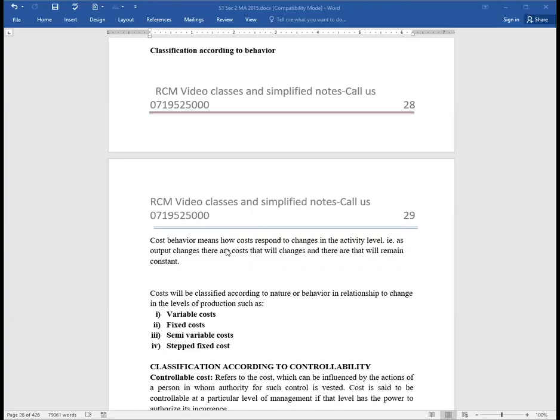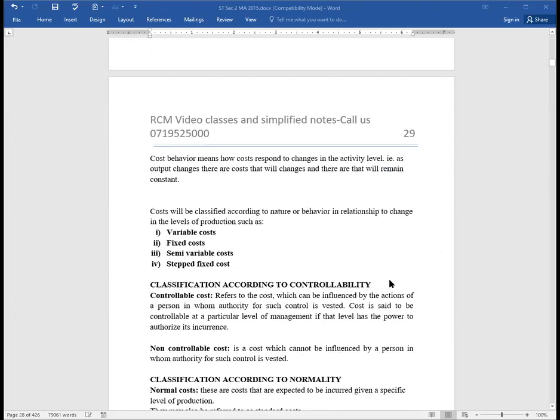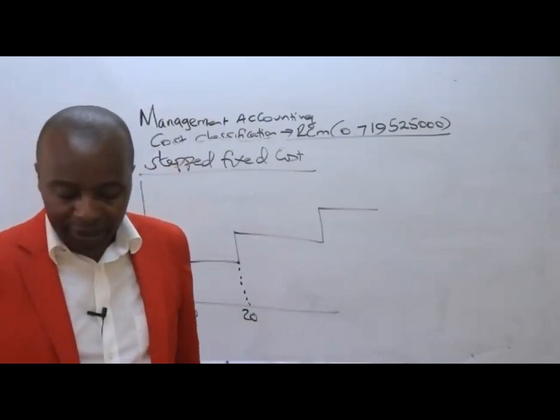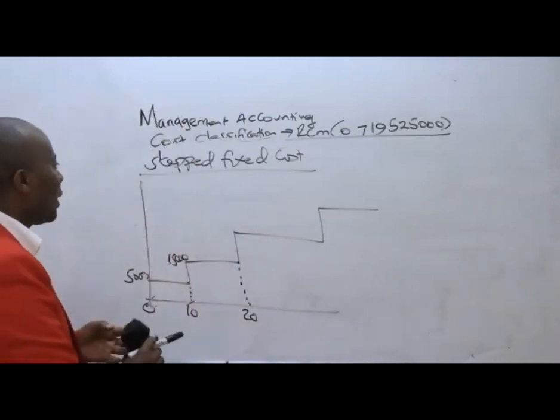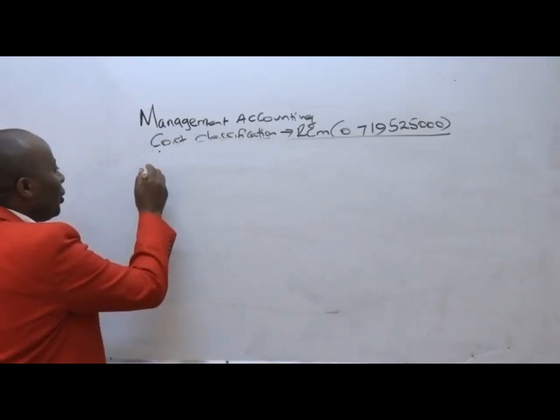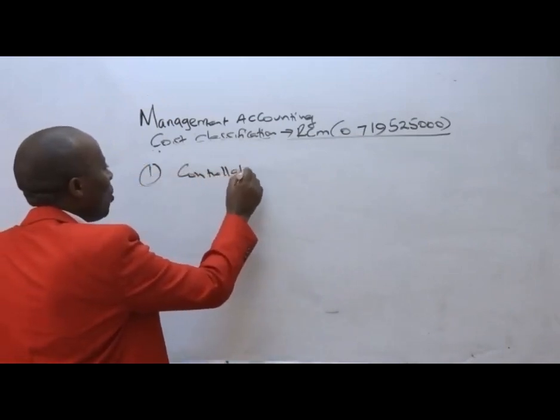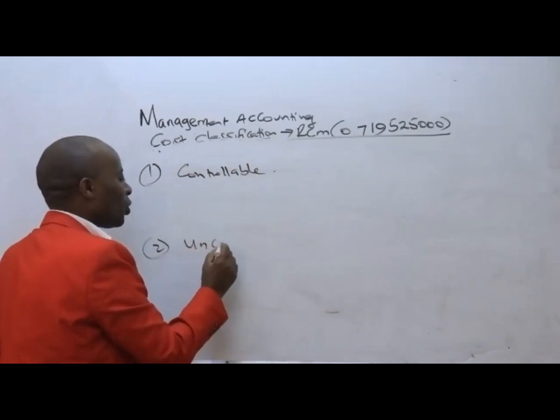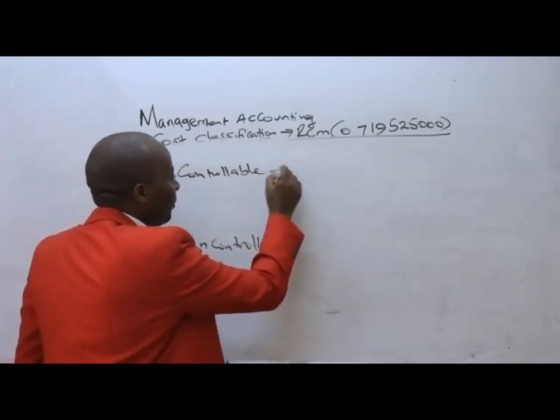Now from there, ladies and gentlemen, we've got these particular ones, which are just a walkover that we need to explain very fast. So we have classification according to controllability. Under controllability, we shall be having two classes. Which classes are these? We are going to have those costs which are controllable, and those costs which are non-controllable or uncontrollable, as the name suggests.